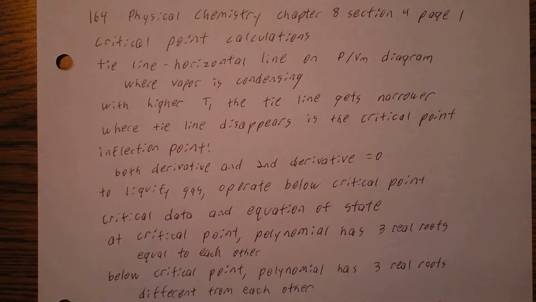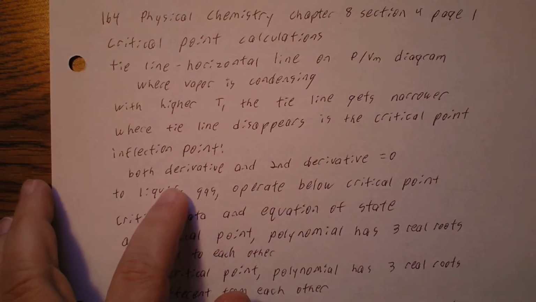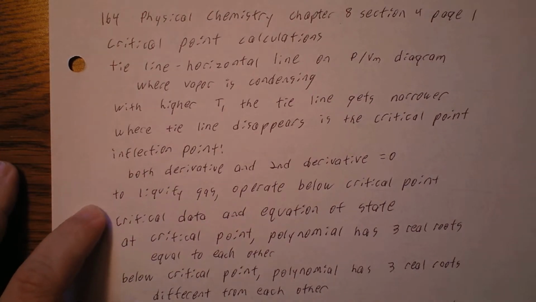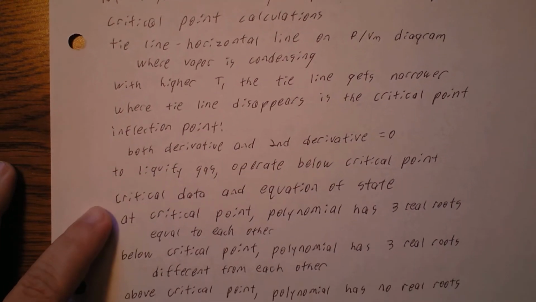Now with higher temperature, the tie line is going to get narrower. There's going to be a point where the tie line actually disappears. This is called the critical point. Now an inflection point is where both the derivative and the second derivative are equal to 0. Hopefully you learned that in calculus. To liquefy a gas, of course, we're going to need to be below the critical point.